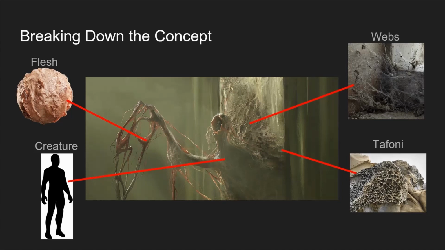One was the fleshy bits that are attached to different parts of his body, the wall that he's coming out of. And I did some Googling. This sort of holy, oceany sandstone look is called a Tafoni wall. So I gathered some reference for that. And of course, the webs and all the dust and debris that is attached onto that wall.